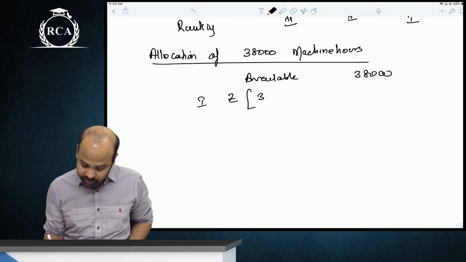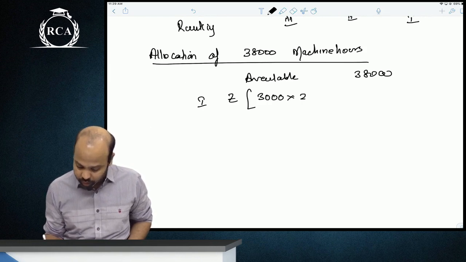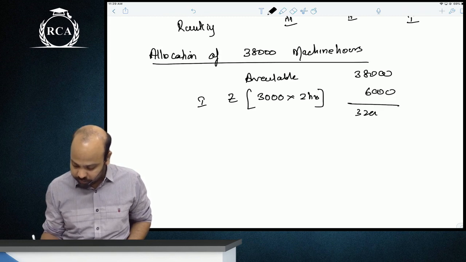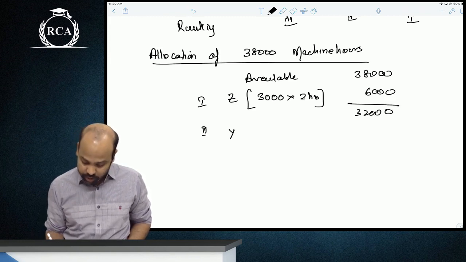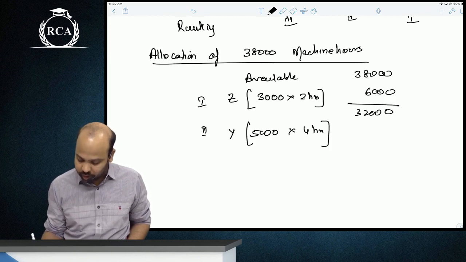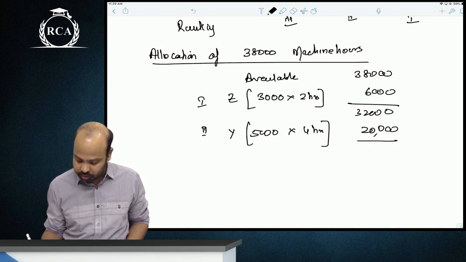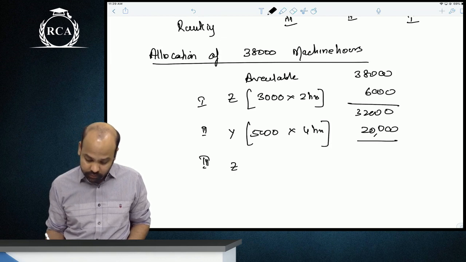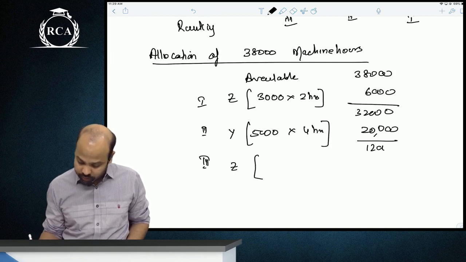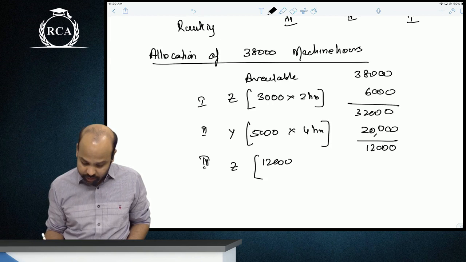Product Z beta is 3,000 units into 2 hours, 6,000 hours. Balance 32. Product Y beta is 5,000 units. So okay, guys, right now we are fully utilizing capacity of product Y. One thing is for sure, guys, 12,000 I will not be able to manufacture entire.